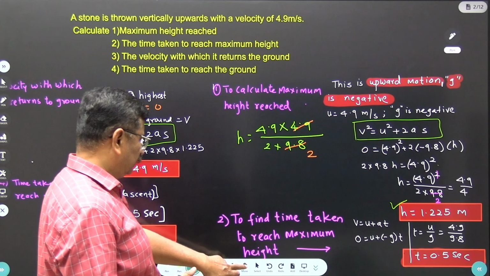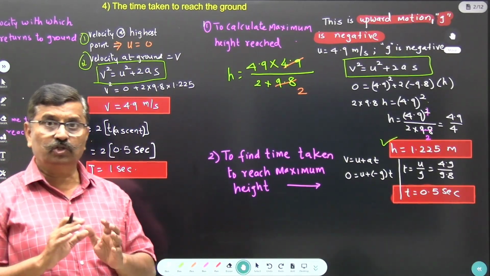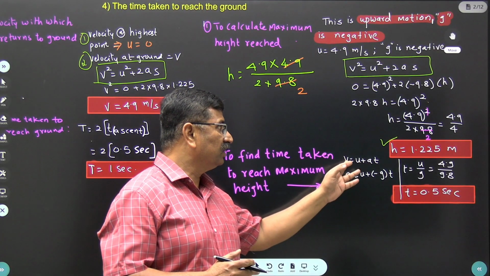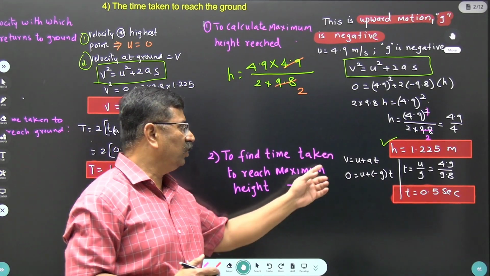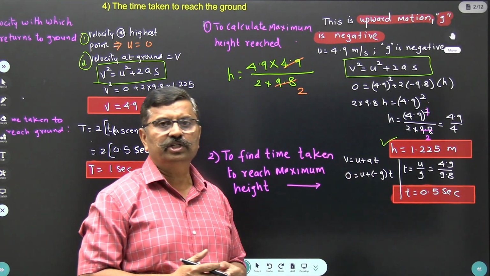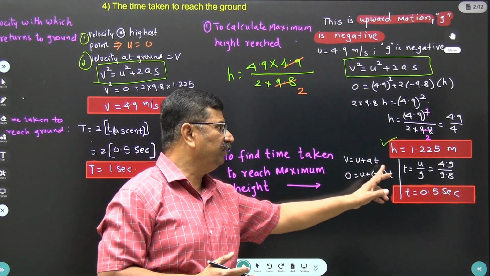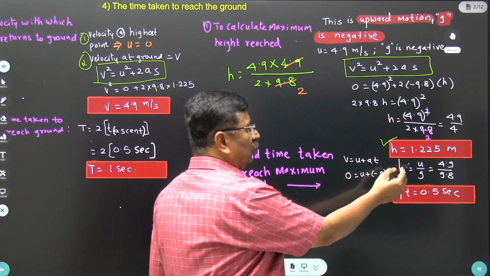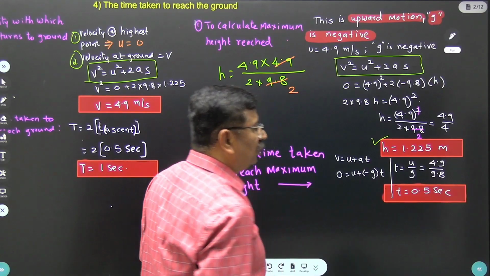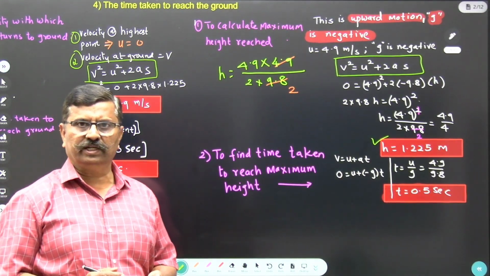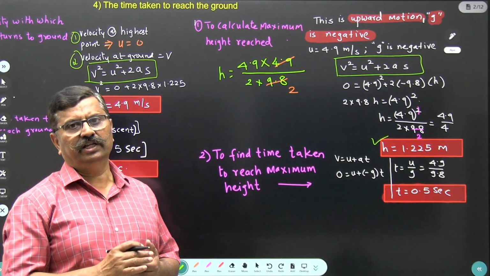Let's see how to work this out. Now to find the time taken to reach the maximum height, this is also known as the time of ascent, is given by this formula v is equal to u plus at. Again, at the highest point velocity is 0, initial velocity u is 4.9 meter per second, acceleration is minus g into time t. Therefore t is equal to u upon g, u is 4.9 and g is 9.8, t is equal to 0.5 seconds, that is 1 by 2 seconds. So that stone takes 0.5 seconds to reach the highest point.